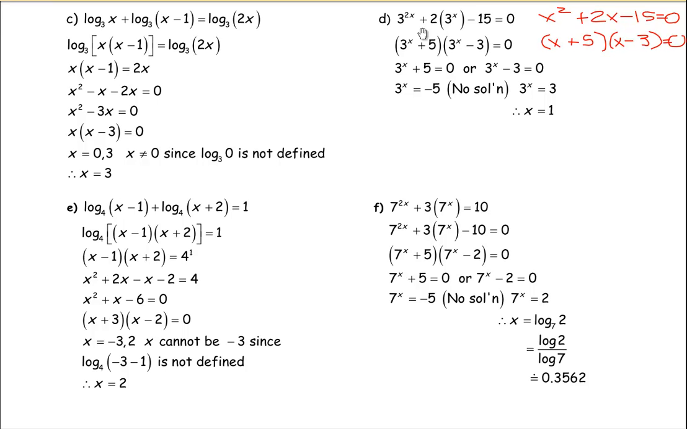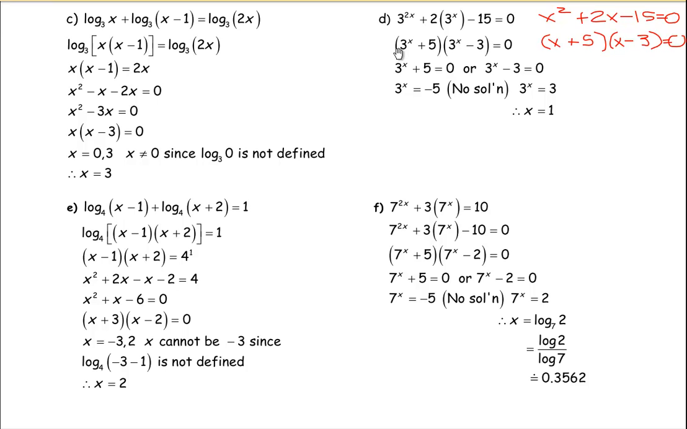Now, same idea here. The 3 to the 2x, that's kind of like the quadratic term. It's got an exponential part to it, but that's the same idea as the x squared. The 2 times 3 to the x is actually like the linear term, like the 2x here. So if you thought of the 3 to the x as the x, or whatever variable you want to use, this is like factoring a quadratic.